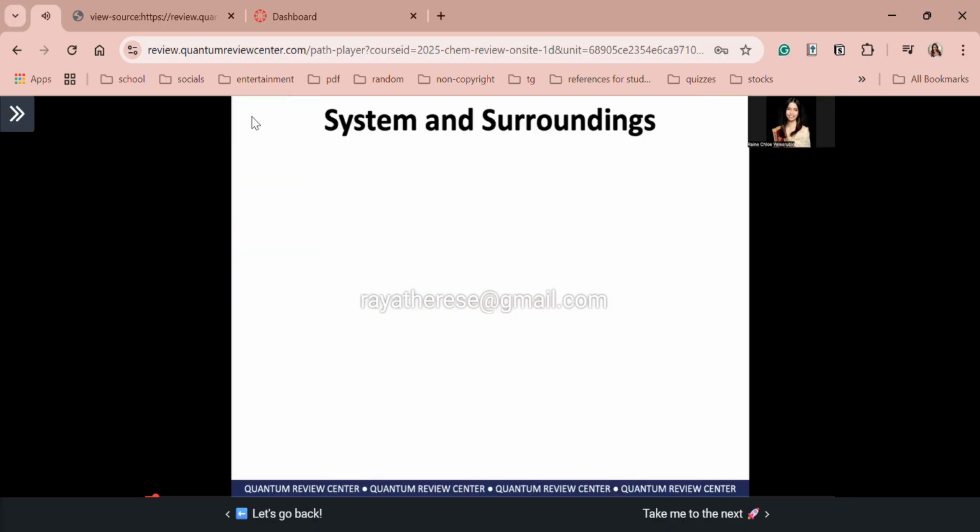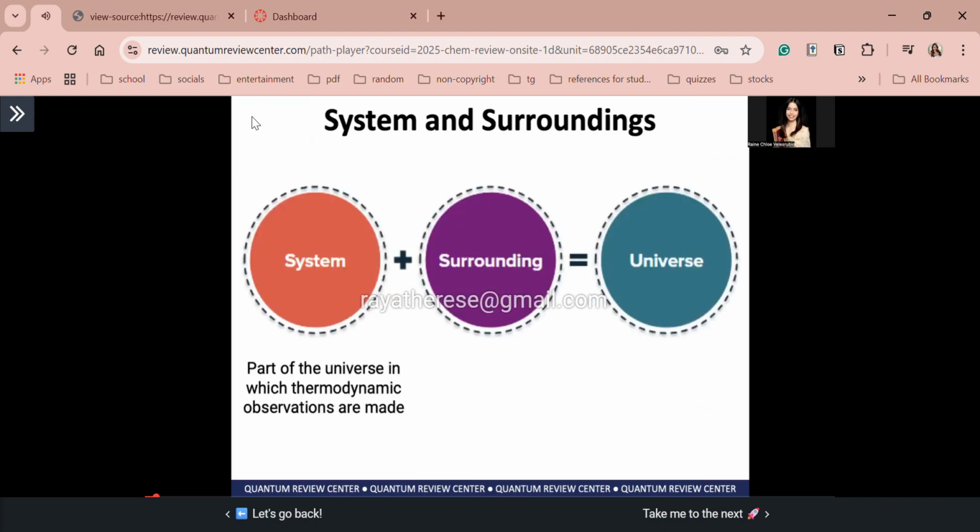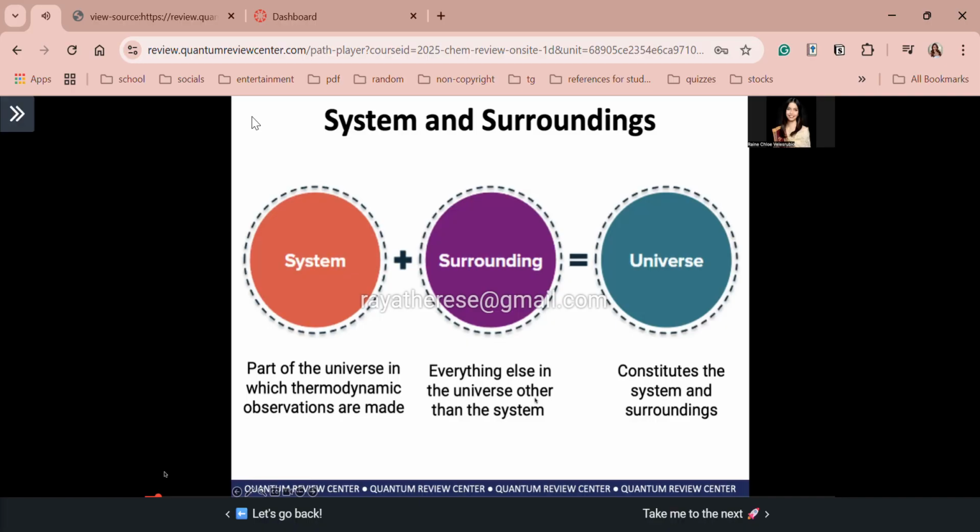So, first, for us to understand thermodynamics, let's define what a system is. A system is a part of the universe in which the thermodynamic observations are made. So, dito nagkakaroon ng reactions sa system. Meanwhile, the surroundings is everything else in the universe other than the system. So, hindi siya part ng reaction. And the universe constitutes the system and surroundings. That's why the system plus the surroundings is equal to the universe.